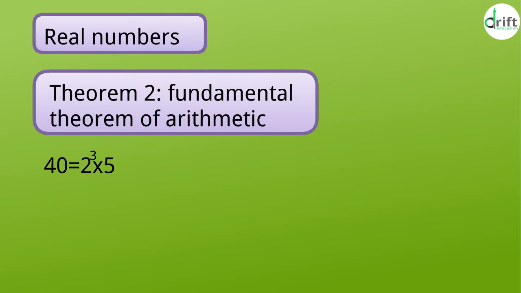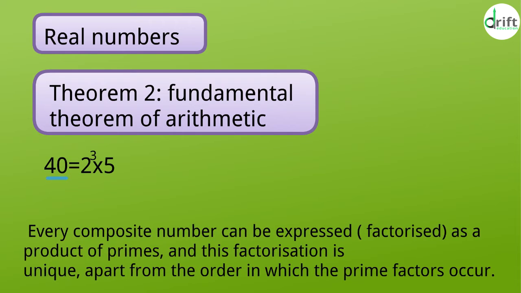What the theorem says is every composite number can be expressed as a product of primes, and this factorization is unique, apart from the order in which the prime factors occur. So we can write 40 equals 5 into 2 to the power 3. That order doesn't matter, as these are unique for 40. Now, how to apply this theorem?